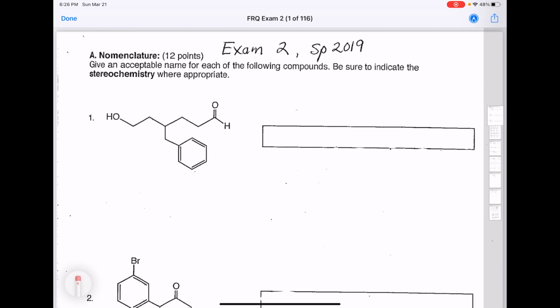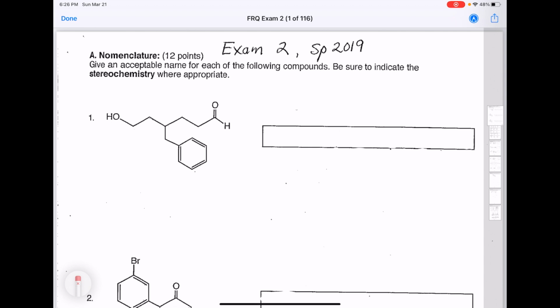Today we will be holding our first review session for the upcoming Orgo 2 Exam 2. And as usual, the structure of this review will be that we'll be going over a previous year's exam. In this case, it will be the Exam 2 of Spring 2019. And after that, we'll be going over a few multiple choice questions from the ACS Organic Chemistry Study Guide.